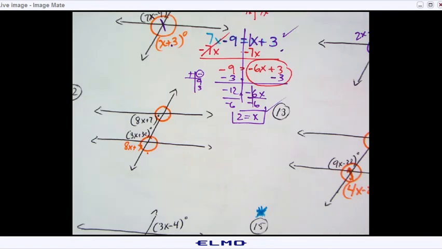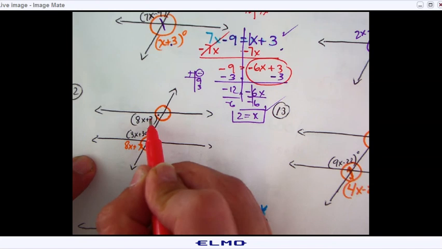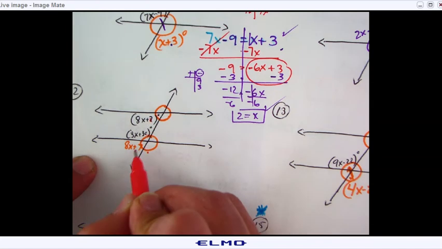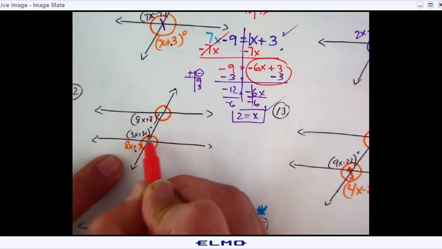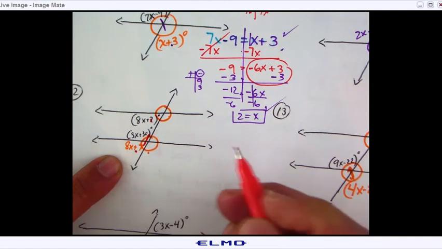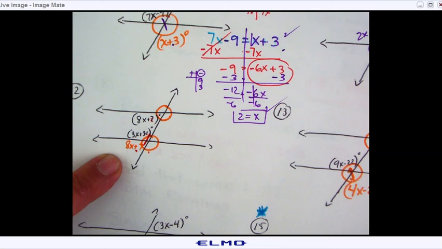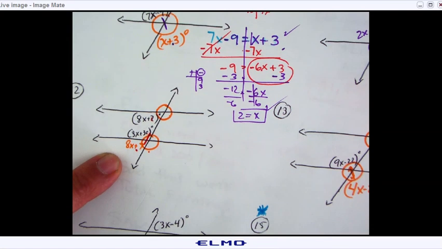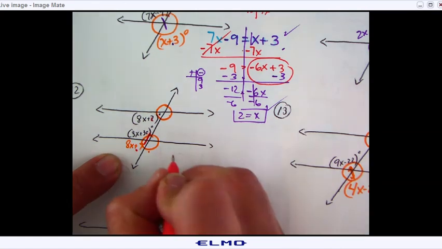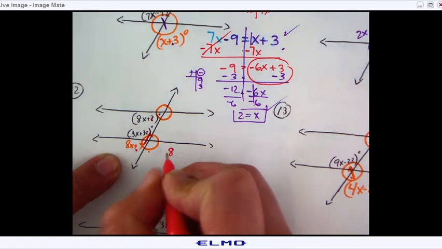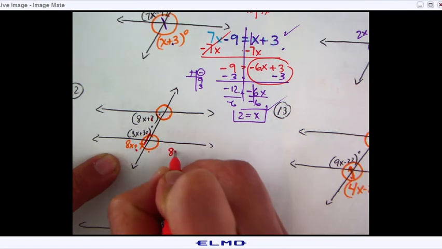Again, in number 12, if you draw the circle, this 8x plus 7 will actually fall right here. They're side to side, so add them together equals 180. Let's go ahead and set it up. Ready, set, go. 8x plus 7.